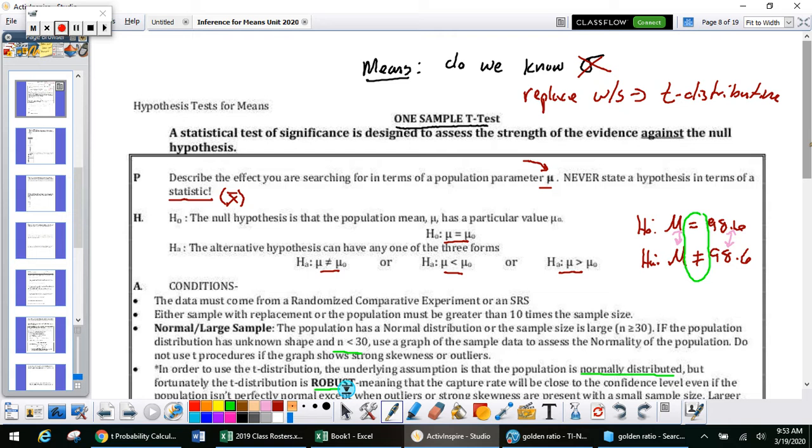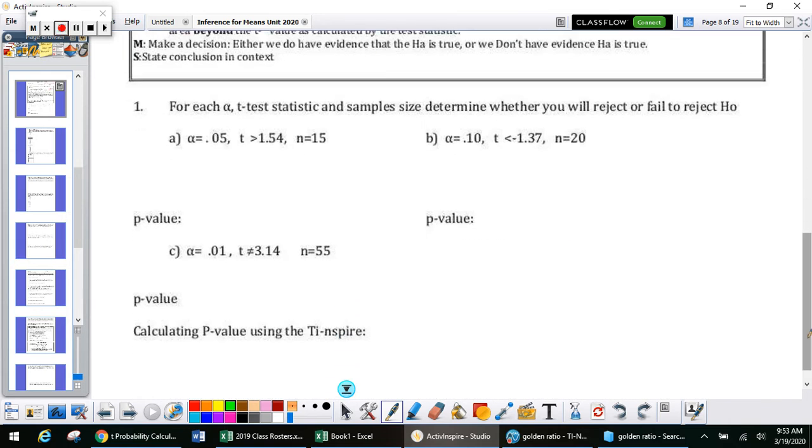Okay, so we got all that stuff so far. So let's just say for each of these cases, they're going to give us an alpha level. Now remember, that's our significance level. That's how much evidence do we need to reject the H0, right? So our significance level.